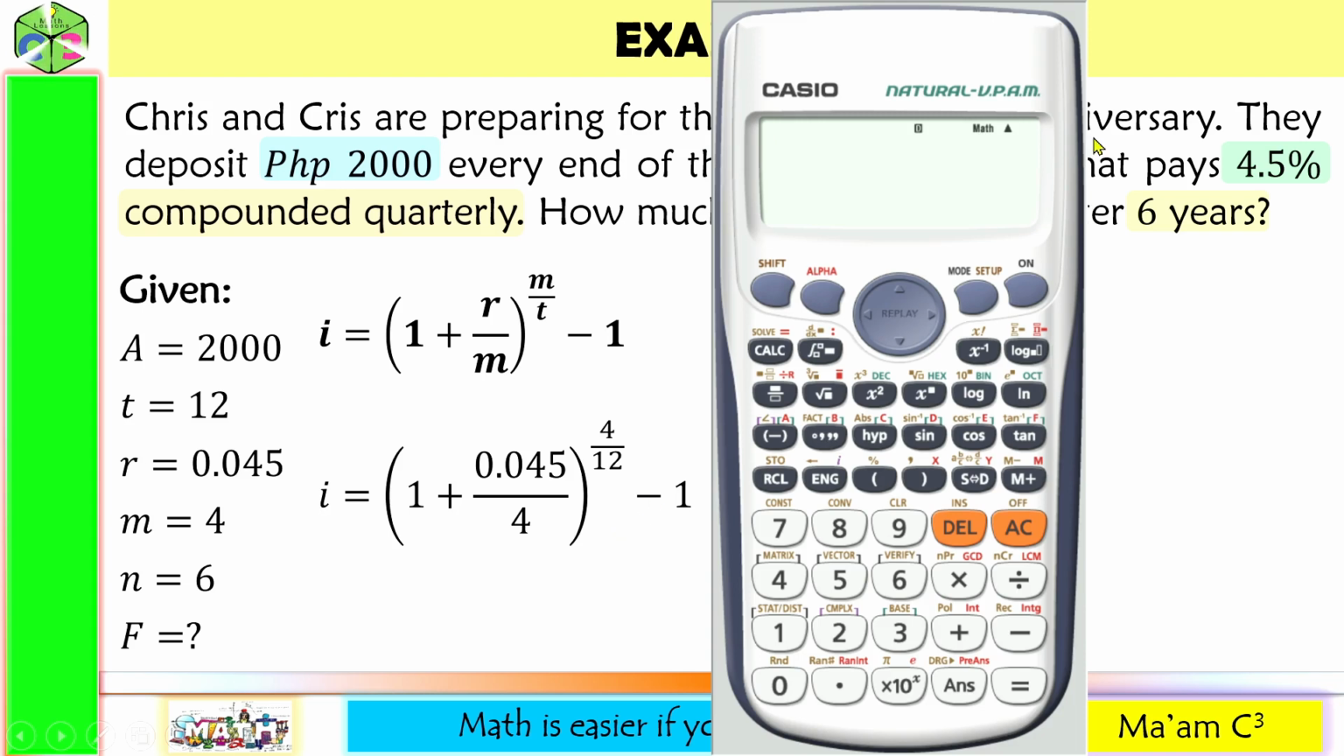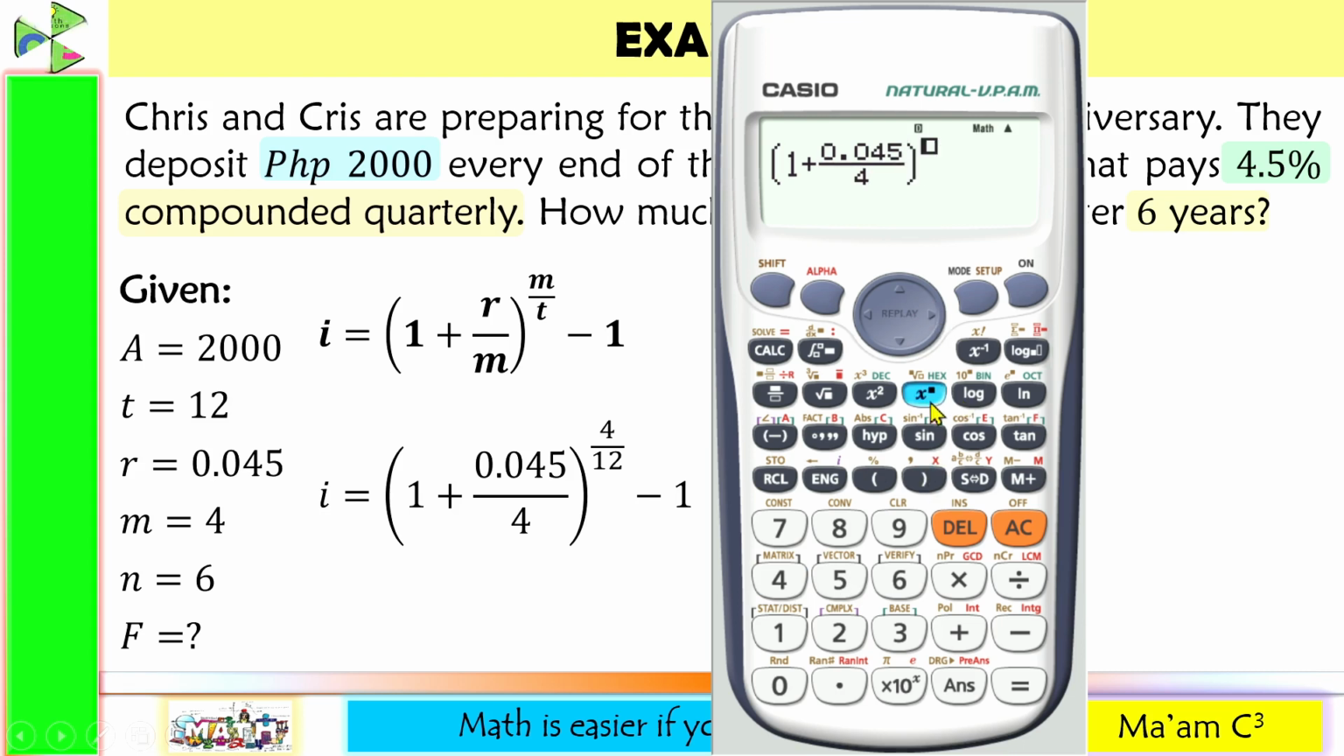This time, I will be using an emulator from Casio model FX991ES Plus. Let us start encoding: open parenthesis, 1 plus fraction bar. The numerator is 0.045. Cursor down, denominator is 4. Cursor to the right, close parenthesis.